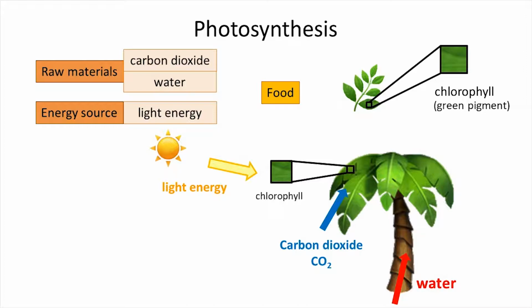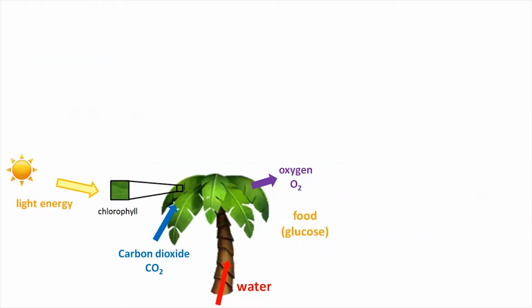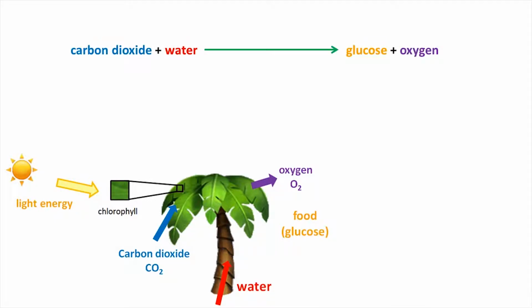With all these raw materials and energy source, plants make food by photosynthesis. Let's look at the word equation. So this is the word equation, summarizing the process of photosynthesis. Using chlorophyll as the platform, the two raw materials, carbon dioxide and water, and using light as energy, you will get food in the form of glucose and oxygen.